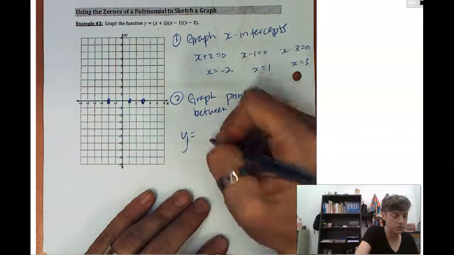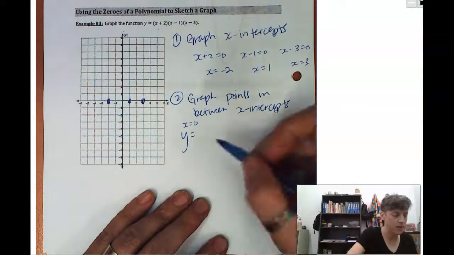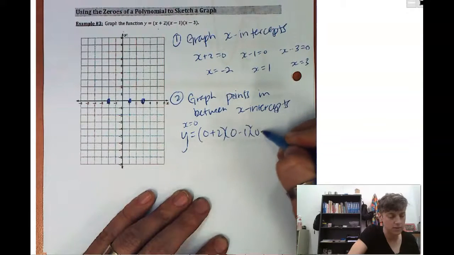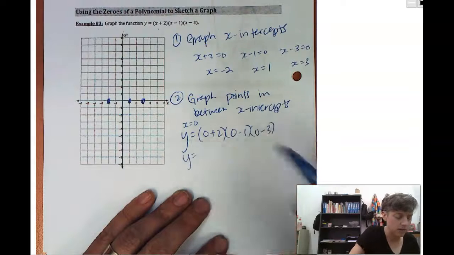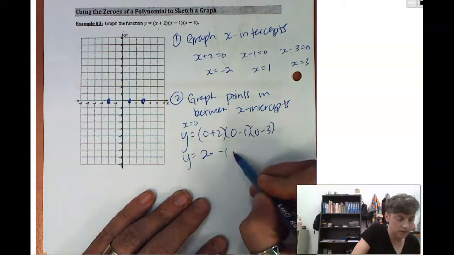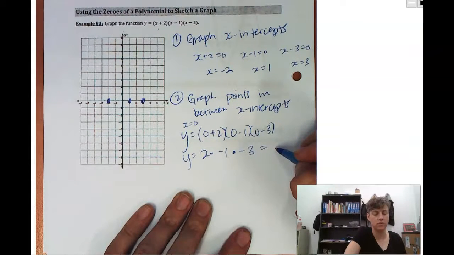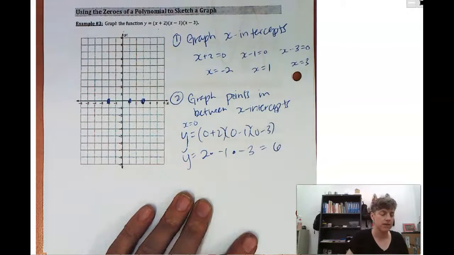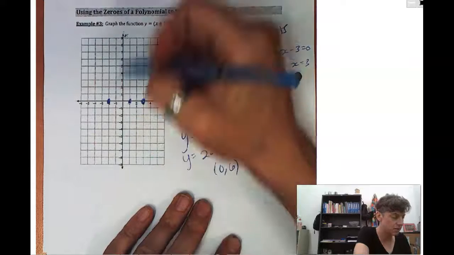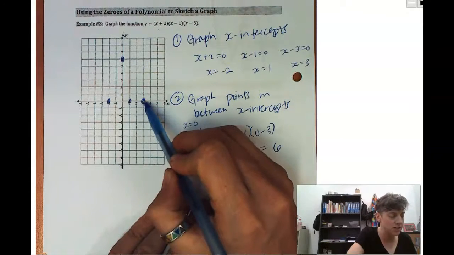Y equals, we're going to look for where x equals 0. We're going to plug in 0 plus 2, 0 minus 1, and 0 minus 3. So we're going to get 2 times negative 1 times negative 3. 2 times negative 1 is negative 2, times negative 3 is negative, no, that's positive 6. So we've got a point at (0, 6). Love it.